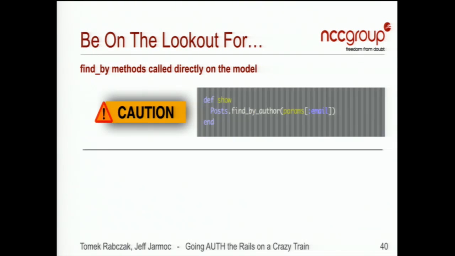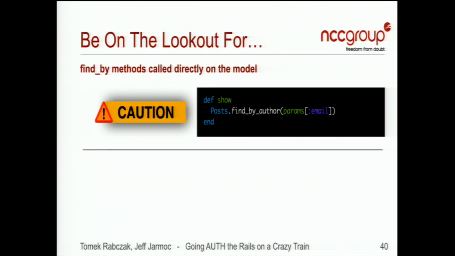So let's talk about things to be on the lookout for. The first one is going to be calling find_by methods directly on the model. Here we have an example. We're saying let's take Post.find_by, author, and pass in email. This is going to actually query the entire subset of posts in the application, or portfolios or accounts.